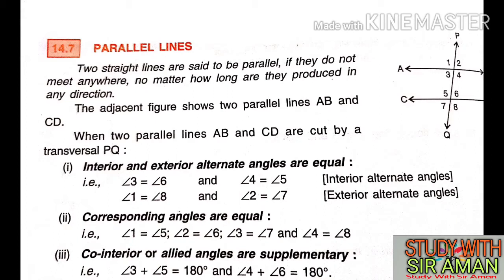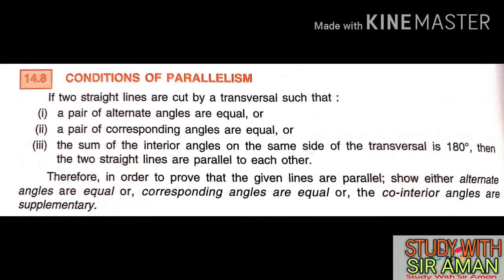180 degree. Similarly angle 4 plus angle 6 is equal to 180 degree by the reason of co-interior or allied angles are supplementary. Supplementary means 180 degree. Clear? Now you have to revise once more what is the relation among all the angles nicely before starting the exercise. Okay, next topic.